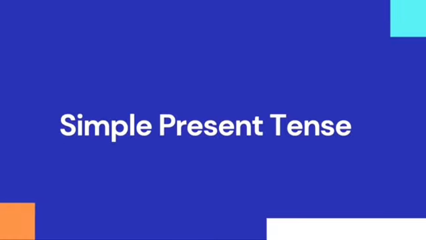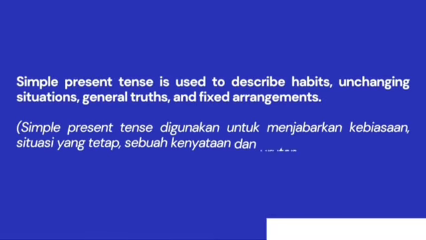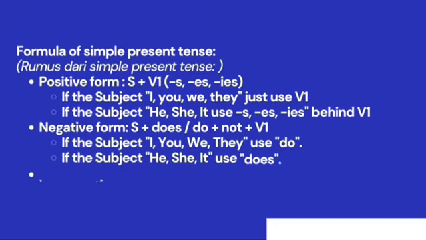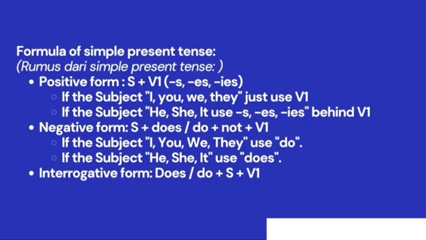Next, simple present tense. Simple present tense is used to describe habits, unchanging situations, general truths, and fixed arrangements. Formula of simple present tense. In positive form, subject plus verb 1, or plus s, es, or ies. If the subject is I, you, we, they, just use verb 1. If the subject is he, she, it, use s, es, or ies behind verb 1.